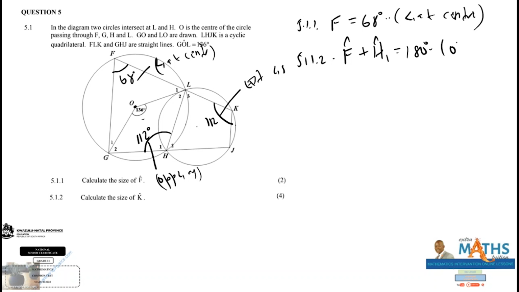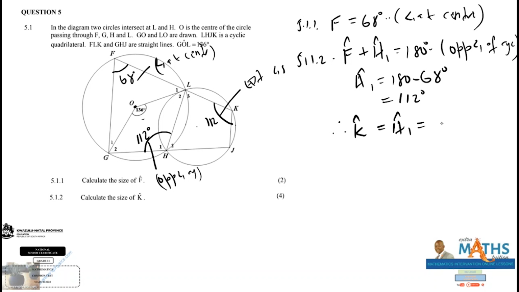Why is it equal to 180? It's the opposite angles of a cyclic quad. Then angle H1 will be 180 minus 68 degrees, which is 112. Then let us conclude now about our K. It means angle K is equal to angle H1, which is equal to 112.